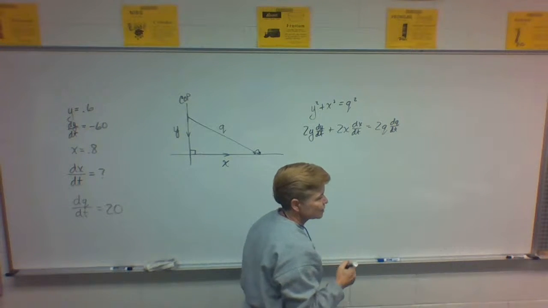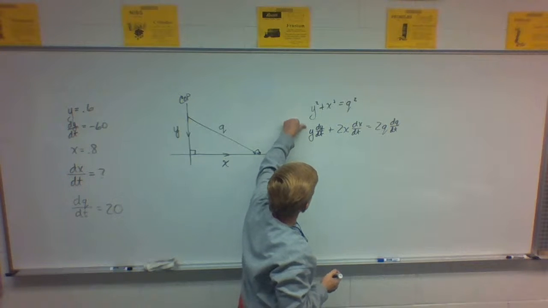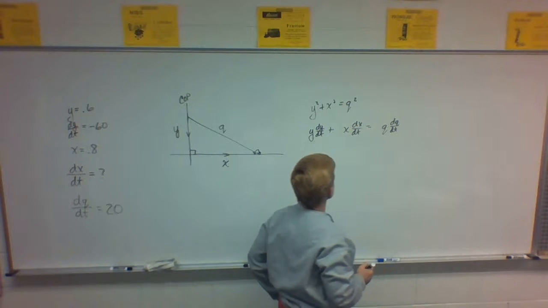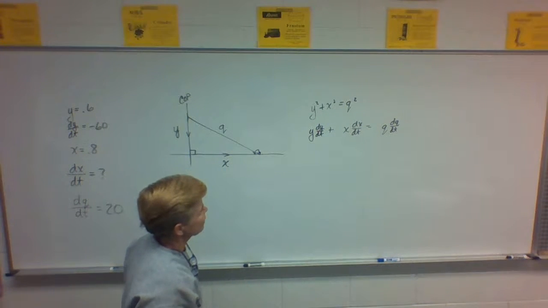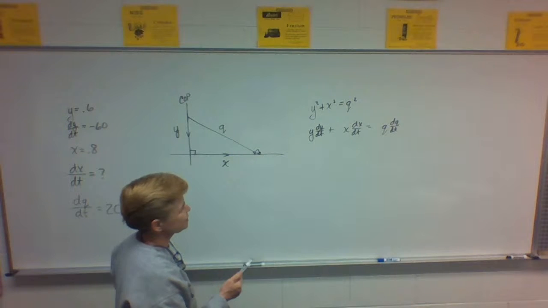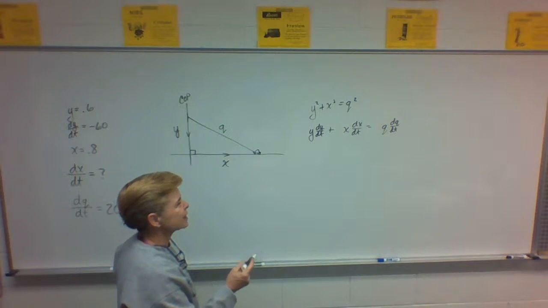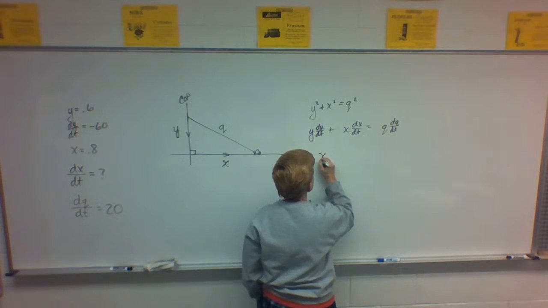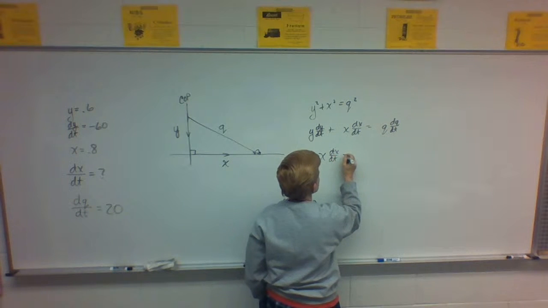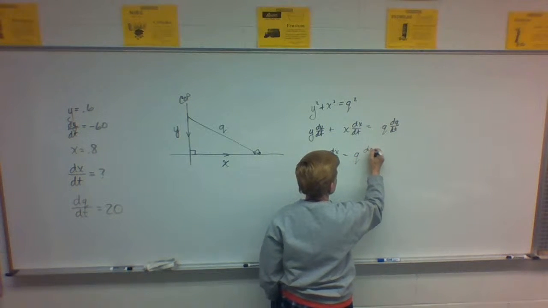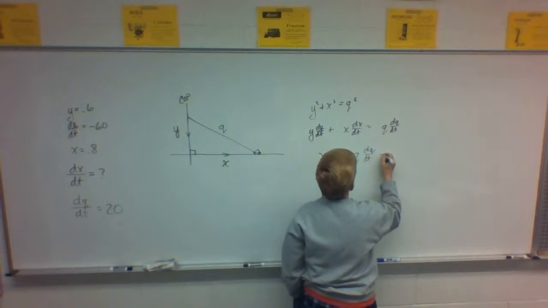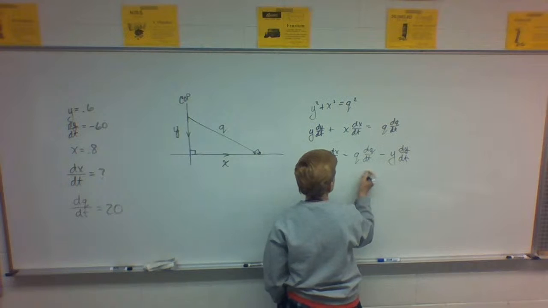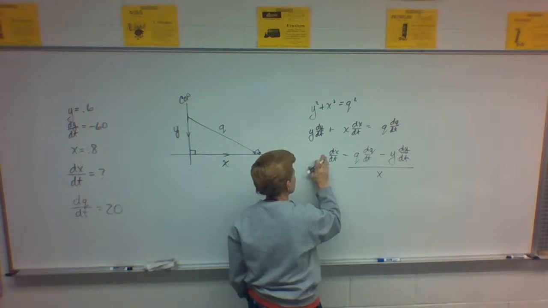Okay, can you see that I can knock a 2 out of everything? I don't want to deal with the 2's. That happens with the Pythagorean theorem. If you're doing that, the 2's can just be knocked out. Okay, so I've got everything. What is it that I want to find? dx/dt. So before I do any plugging in, I'm going to isolate that. You guys are good algebra students. I'm going to isolate dx/dt first. So x dx/dt is equal to q dq/dt minus y dy/dt. And to save myself a line, I'm going to divide this by x.